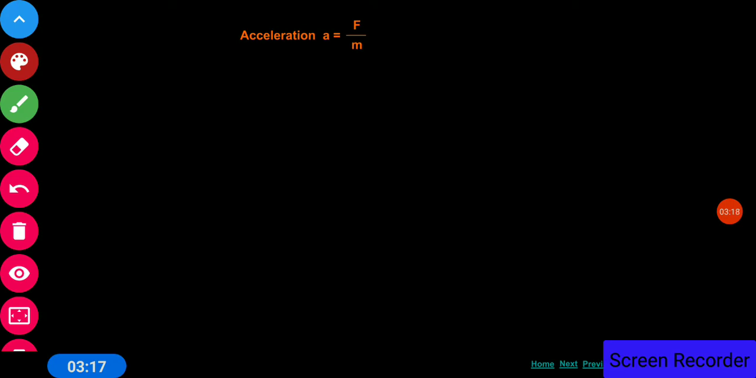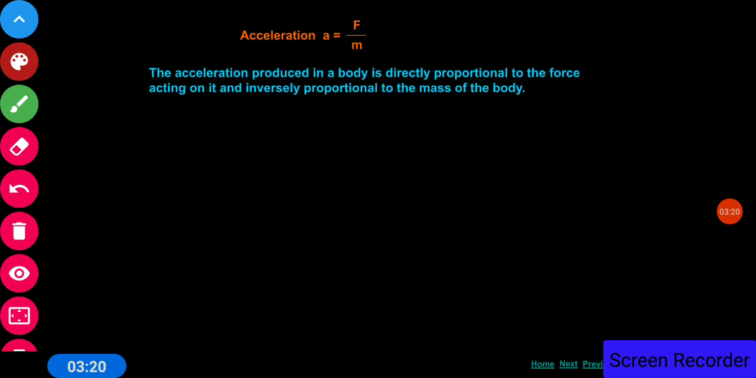Now acceleration a = F upon m. The acceleration produced in a body is directly proportional to the force acting on it and inversely proportional to the mass of the body. As we have derived in the previous slide, F = m into a, so from here a = F upon m. So we can say that acceleration produced in a body is directly proportional to the force acting on it and inversely proportional to the mass of the body.